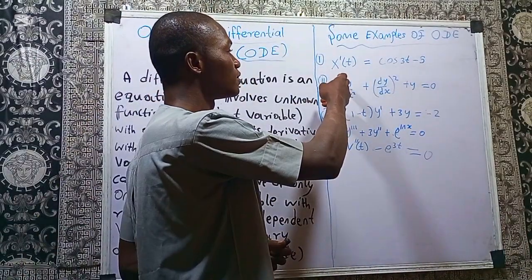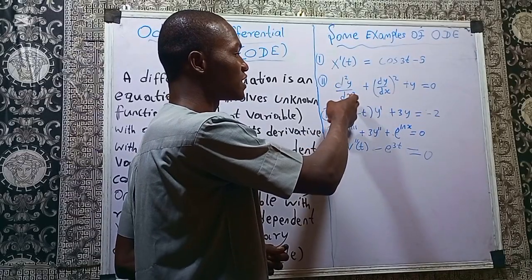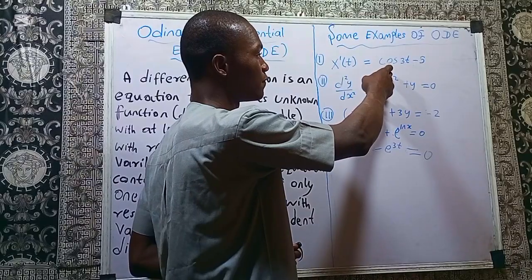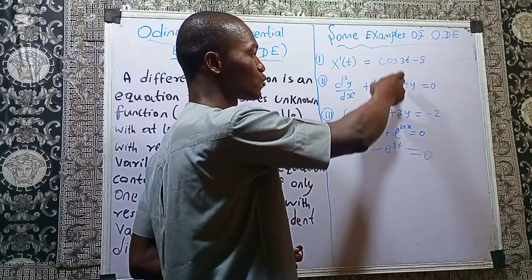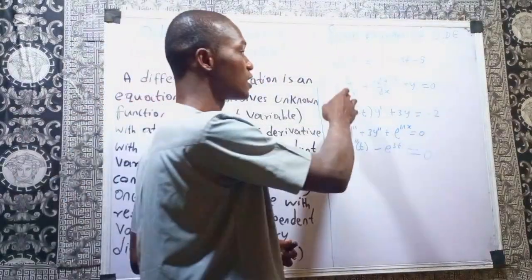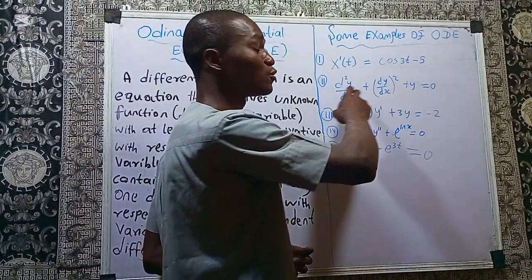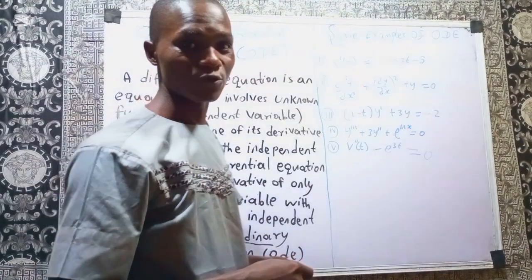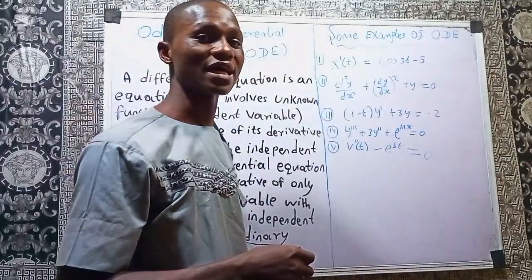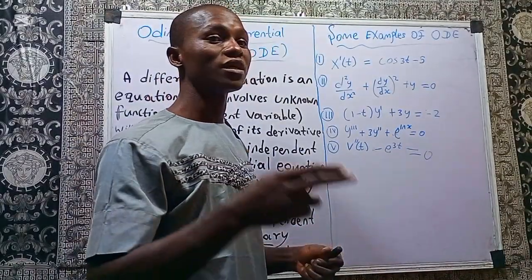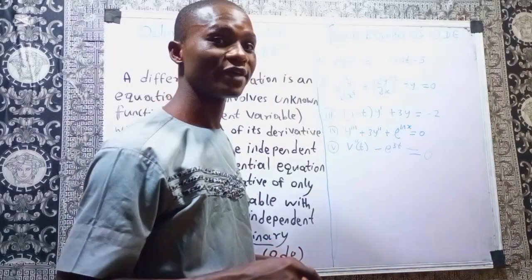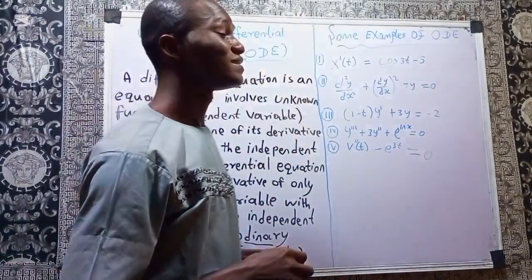Now this one will have the second derivative of y with respect to x plus the first derivative of y with respect to x all squared plus y equal to 0. Clearly, this equation is what? A differential equation, right? It's a differential equation, and not only a differential equation, it is an ordinary differential equation because I have the derivative of only one dependent variable. What is that dependent variable? Y. With respect to what?